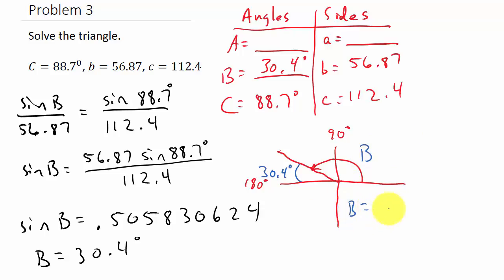So here, B would be 180 minus 30.4. So B, 180 minus 30.4, that gives me 149.6 degrees. Okay. Now I'm not saying that there's two triangles that are solution. I'm saying there's a possibility of two triangles. So what we have to do is, if there's a second triangle, I'm going to have another table over here. Okay, now just watch this real quick.